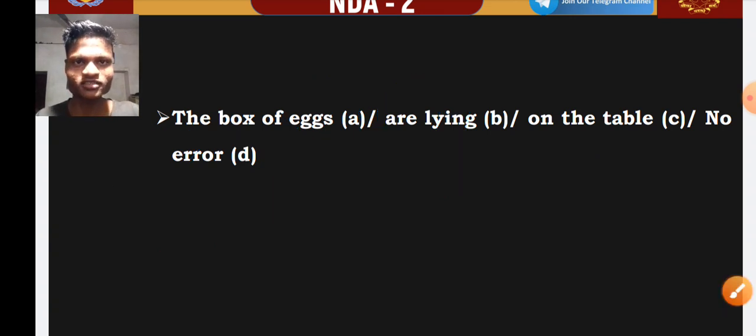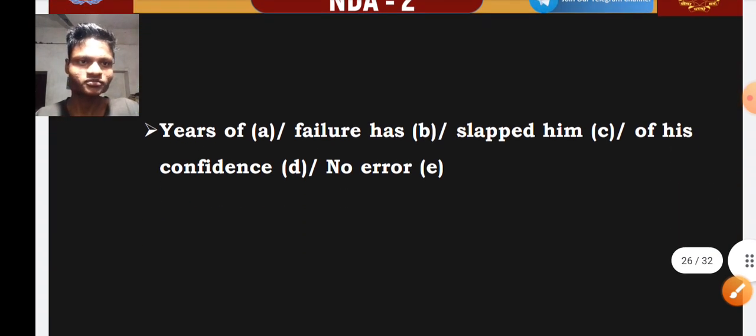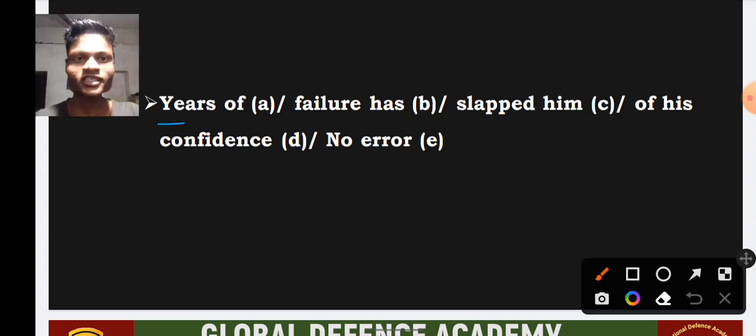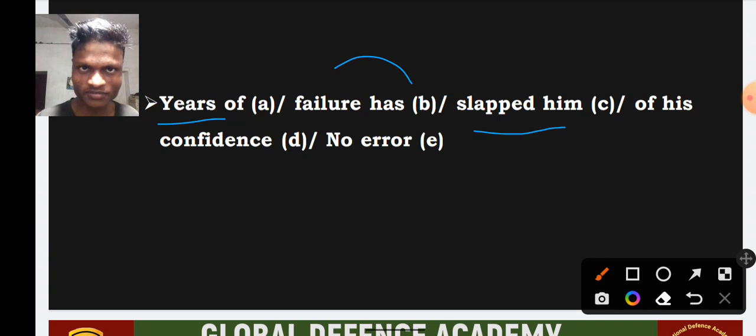Getting my point? Okay. Here is another confusing example based on the previous concept: years of failure has slapped him. After a preposition, a subject cannot be used. What I am saying is, after a preposition, a subject cannot be used. It is also known as the object, or you can say the complement of the subject.